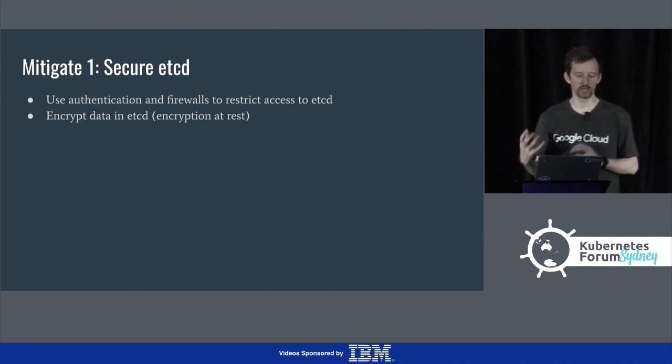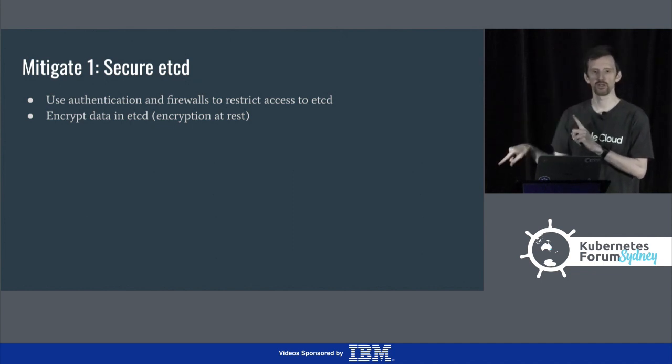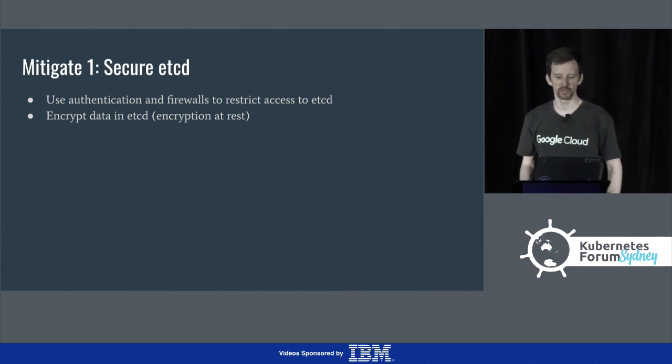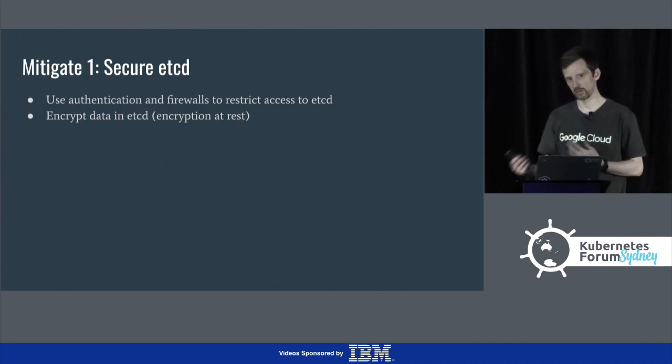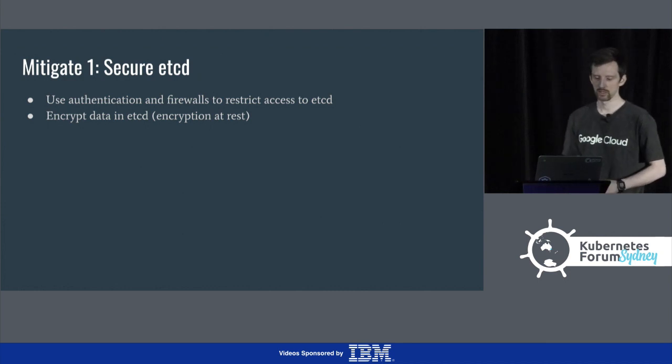Another thing you can do is encrypt the data in etcd. This is the encryption at rest feature, where the data that the API server saves in etcd is encrypted. So if you try to read it directly from etcd without the key, you'll just get encrypted data and you won't be able to read it. This also means you can't effectively write data, because you would need to know how to encrypt the data properly in order to write it.